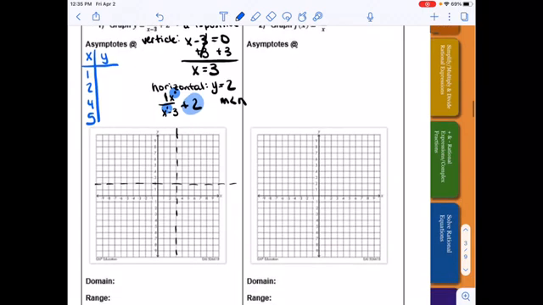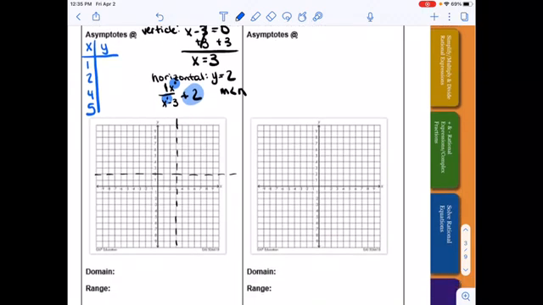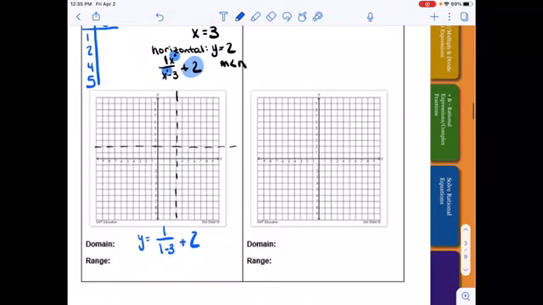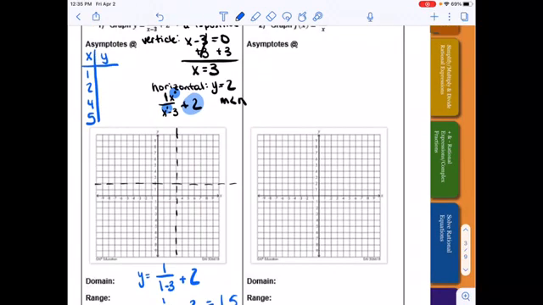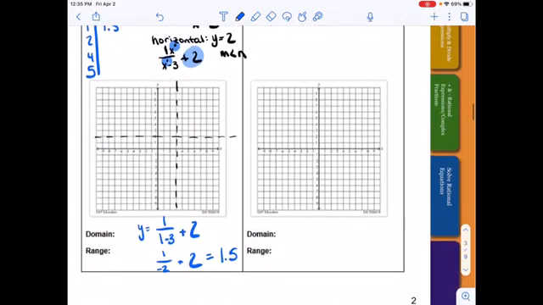And then I put those in my equation. I'm going to come down here a little bit. I have y equals 1 over x minus 3 plus 2. And then I just trade out this x. So I put a 1 in. 1 minus 3 would be negative 2. So negative half plus 2 is 1.5. I keep plugging information in. I'll plug in 2.